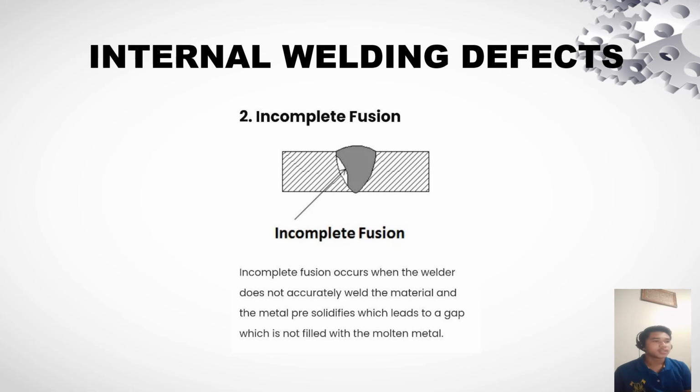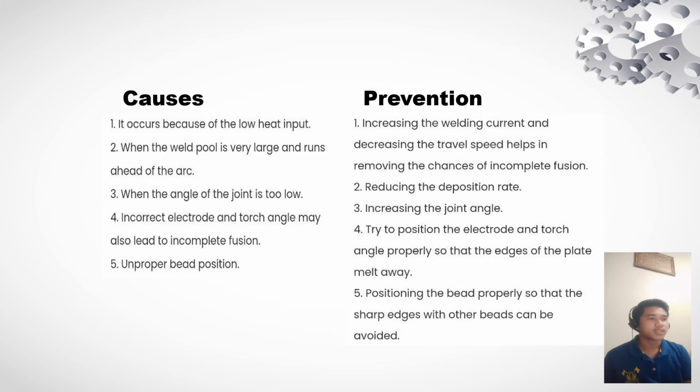Yang kedua, incomplete fusion. Incomplete fusion occurs when the welder does not accurately weld the material and the metal pre-solidifies, which leads to a gap which is not filled with the molten metal. Causes: it occurs because of low heat input. Second, when the weld pool is very large and runs ahead of the arc. Prevention: increasing the welding current and decreasing the travel speed helps in removing the chance of incomplete fusion.